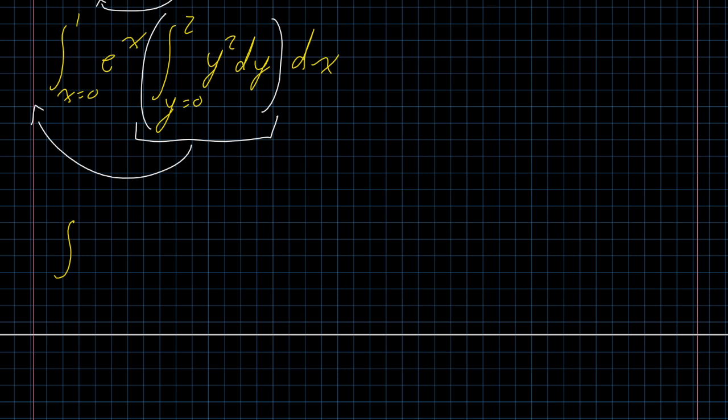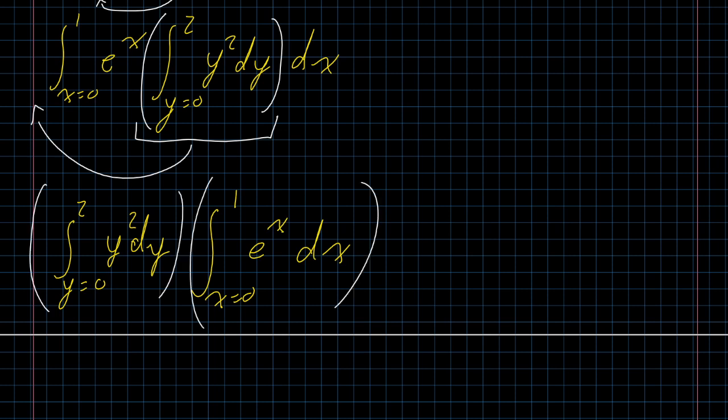I can have the integral y goes from 0 to 2 of y squared dy, and then the integral x goes from 0 to 1 of e to the x dx. These are two completely separate integrals, which means I can evaluate them independently and then just multiply together the result. This doesn't often happen, but being able to recognize when it does and take that original integral and rewrite it in this form all in one step saves you a lot of time and a lot of paper.